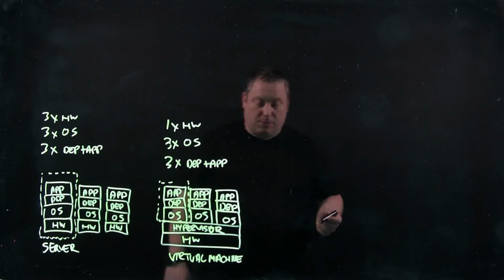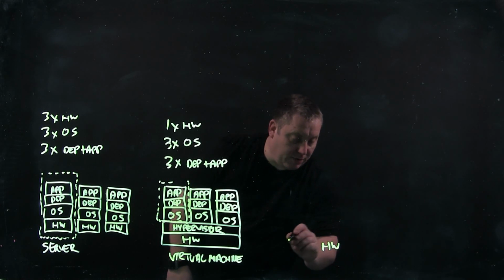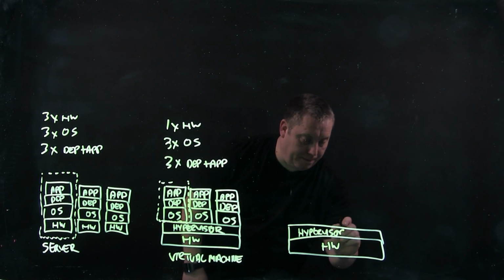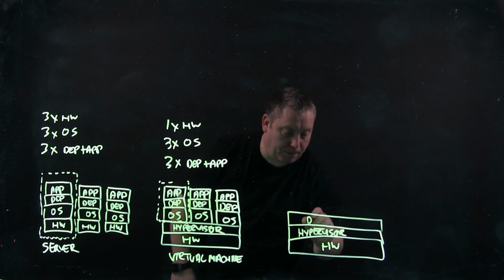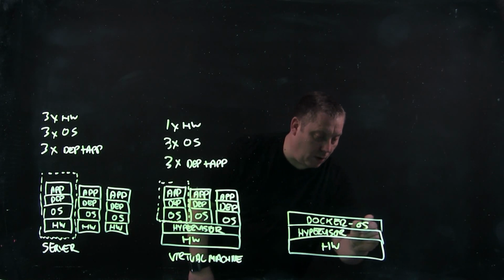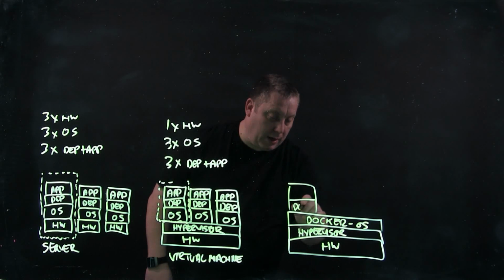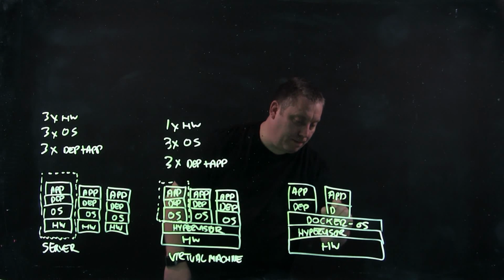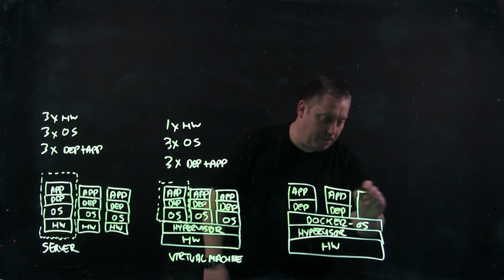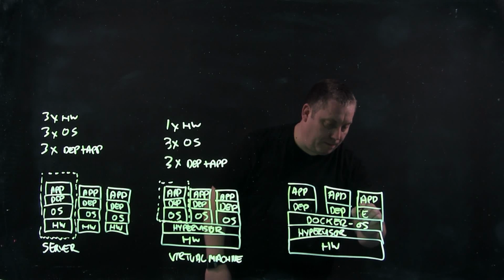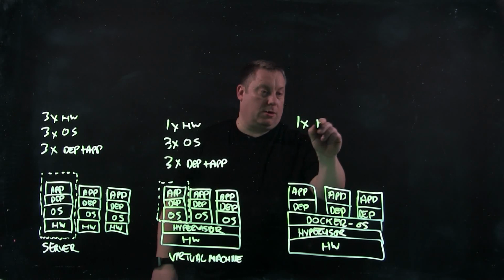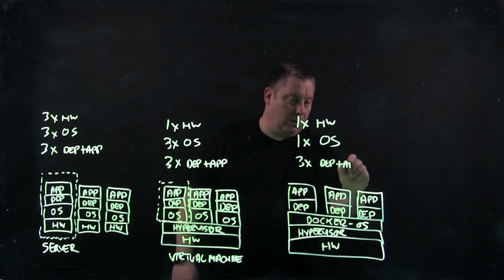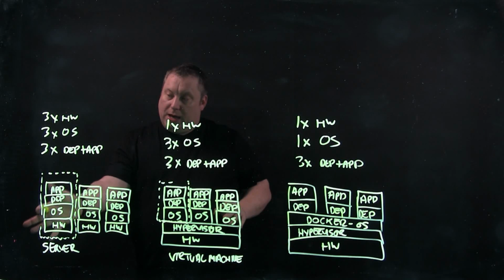We now move on to doing something with containers and something like Docker on top of a hypervisor. Same thing again. We have the hardware here. We have the hypervisor. And then here we're going to stick Docker, which is our OS layer. And on top of this, we're going to put any dependencies for the apps. And now we have one set of hardware, one OS, and three times dependency and app.